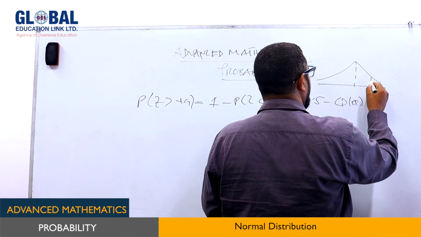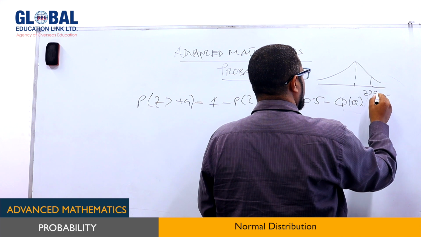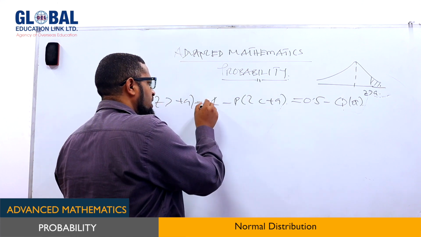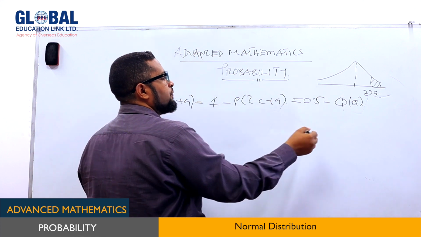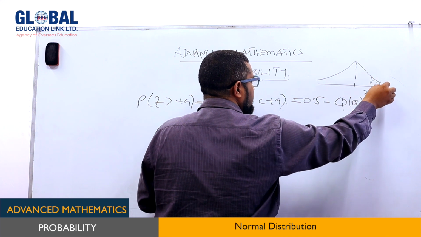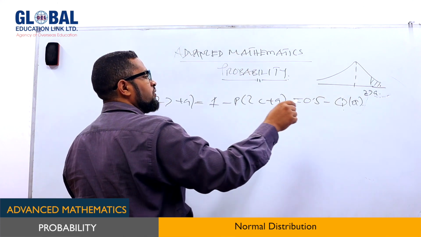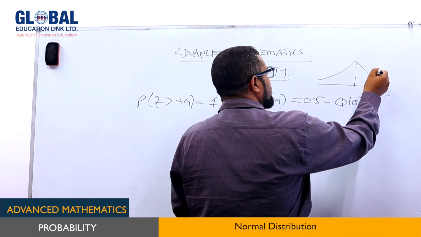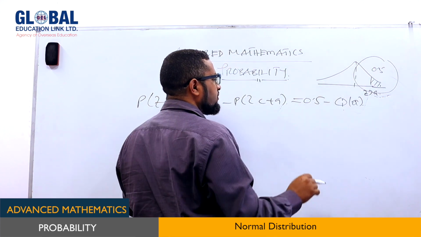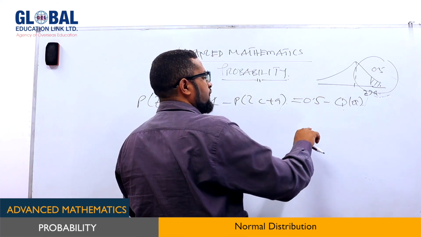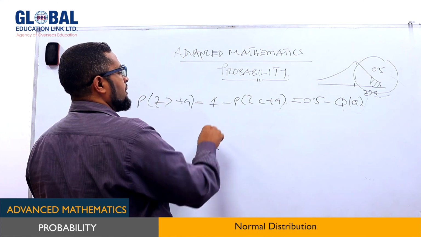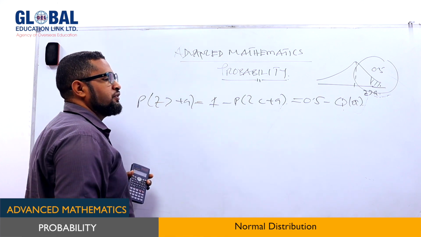If we take z greater than positive a, it means this region. That's why I'm saying you can use 1 minus probability of z less than a. It means 1 is all of this minus only this part, and you will obtain the value of z greater than a. Or you may just consider the right part having 0.5 as total area minus q of a. So if you use 0.5 minus q of a, you will obtain the same value as using 1 minus probability of z less than positive a.